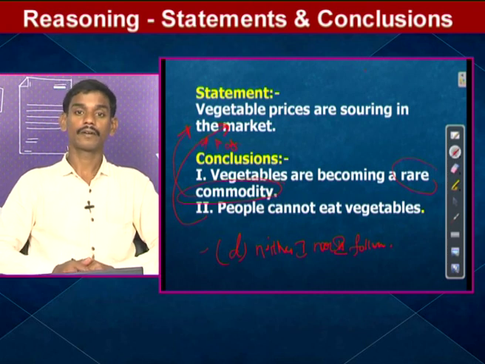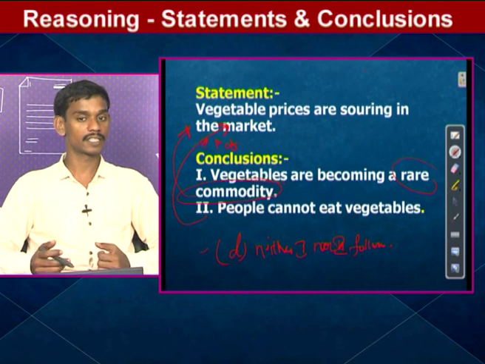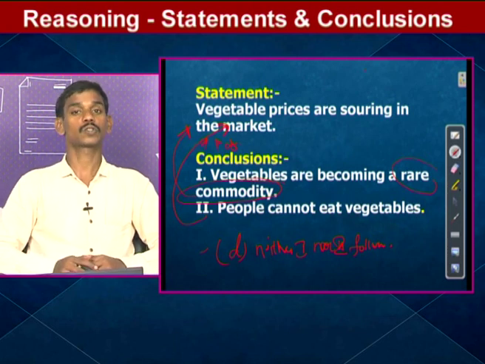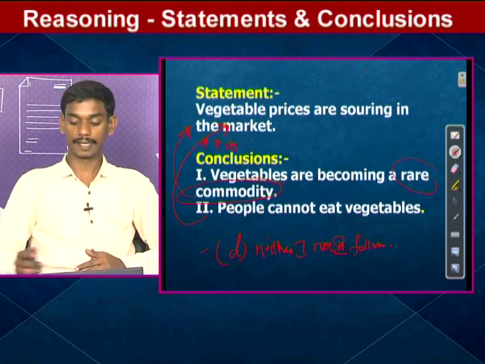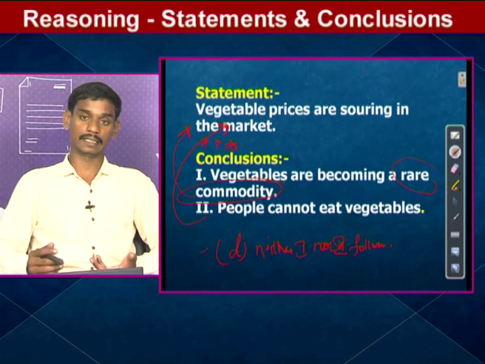Once again, vegetable prices are soaring in the market, which means we are not talking about the availability of vegetables. That is the first conclusion, and the second one, whether people can eat or cannot eat, is directly related to the standard of living. So both do not follow. So option D is our required answer.